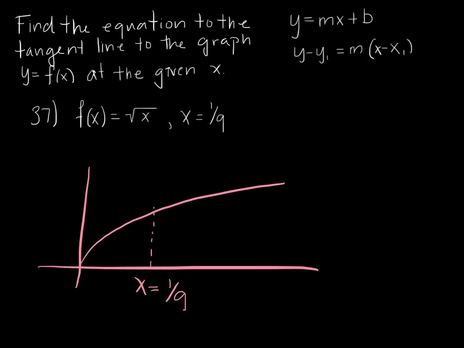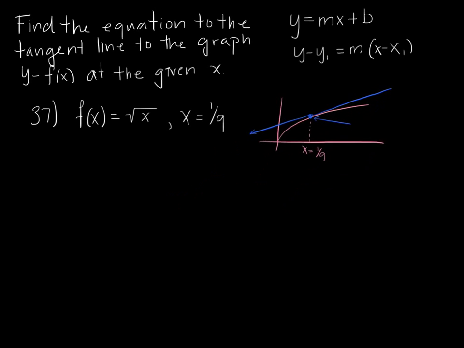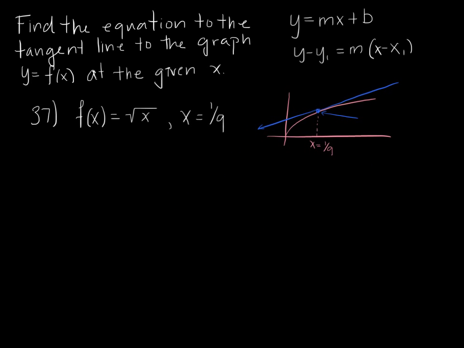And I want to find the equation of the tangent line at this point. That is, I want to find the equation of this line here. So I'm going to need to know this point and the slope of the line. Well, the slope of the line is pretty easy to find, since the slope of a tangent line at a point is given by taking the derivative and plugging in the value of the point.